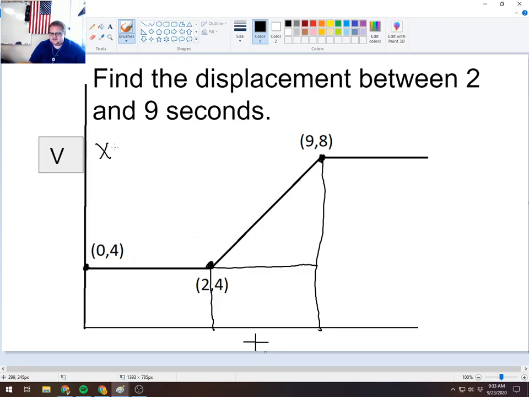So then my displacement is going to be, let's do the rectangle first. So the rectangle will be, what is this length here? It goes from 2 to 9, so this length is 7. If you want to get specific, it's 7 seconds. What is this height? It goes from 0 to 2, so this height here is 2 meters per second.